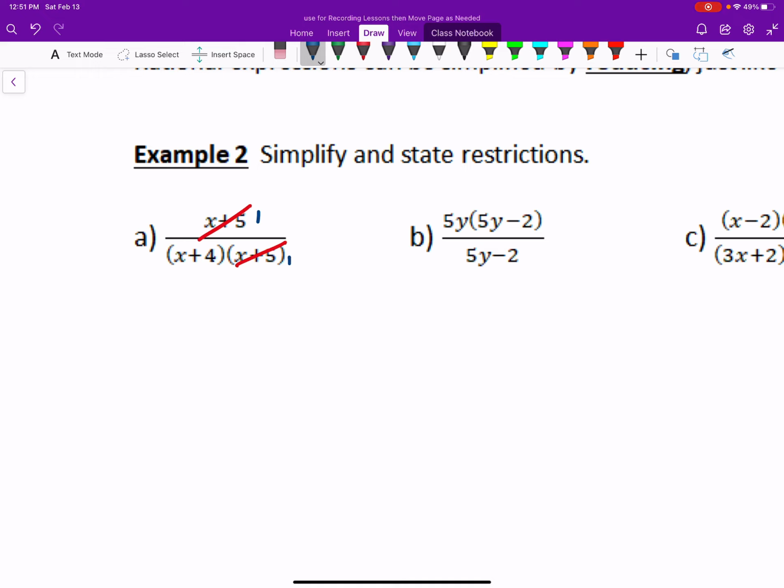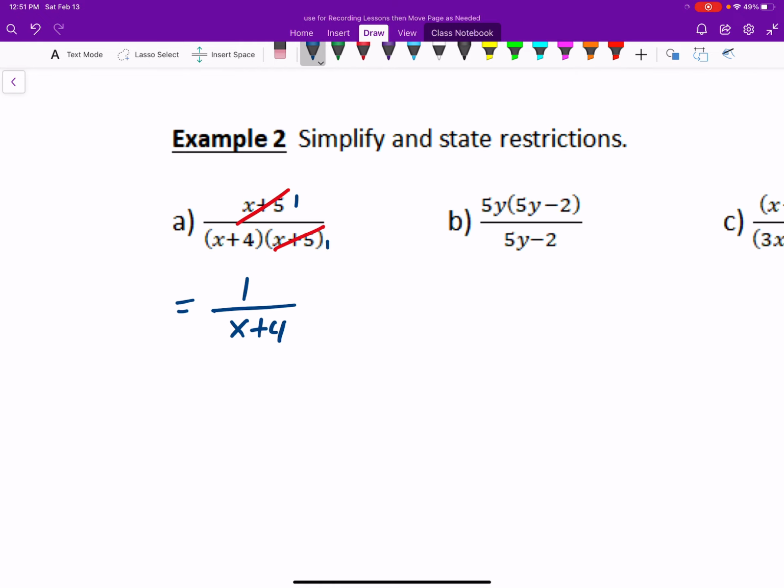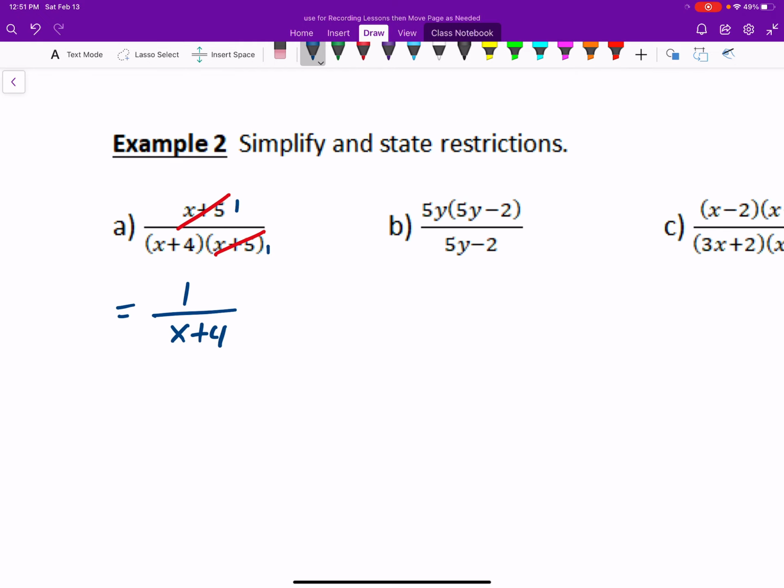So what I'm left with on the top is 1. And on the bottom, I've got x plus 4 times 1, which is just x plus 4. So they cancel out. And the restrictions, I should have done that first. I will from now on. Usually I like to do the restrictions before I cancel them. The restriction is x cannot equal -4 from this factor, but it also cannot equal -5 from this factor.